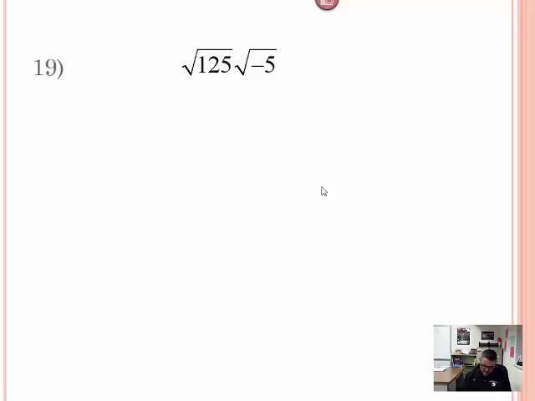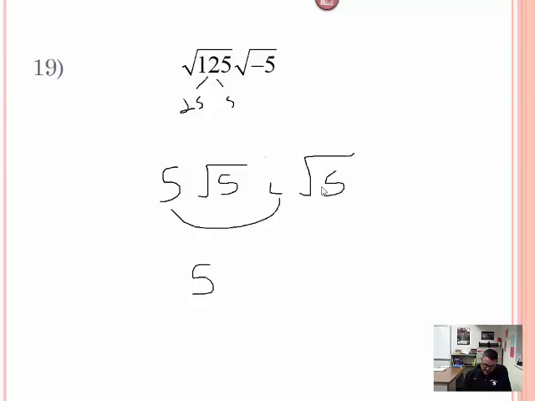So again, do this one separately. We know the square root of 125 is 25 times 5, so 5 square root of 5. We know the square root of negative 5 is I square root of 5, so 5 times I is 5i. Square root of 5 times square root of 5 is 5, and 5i times 5 is 25i.